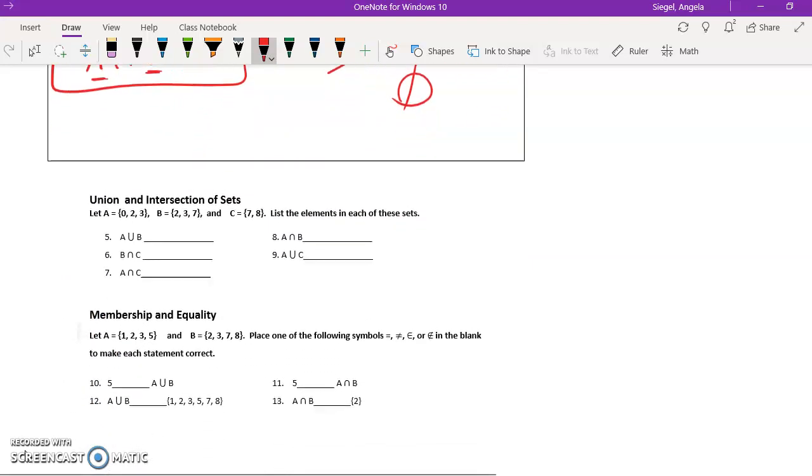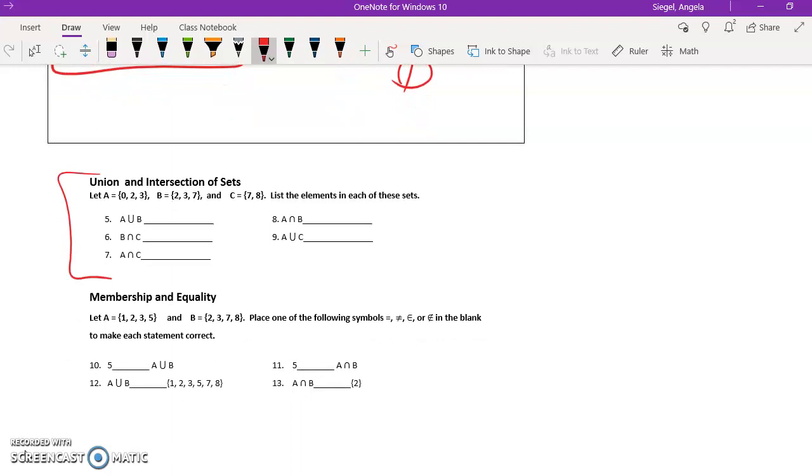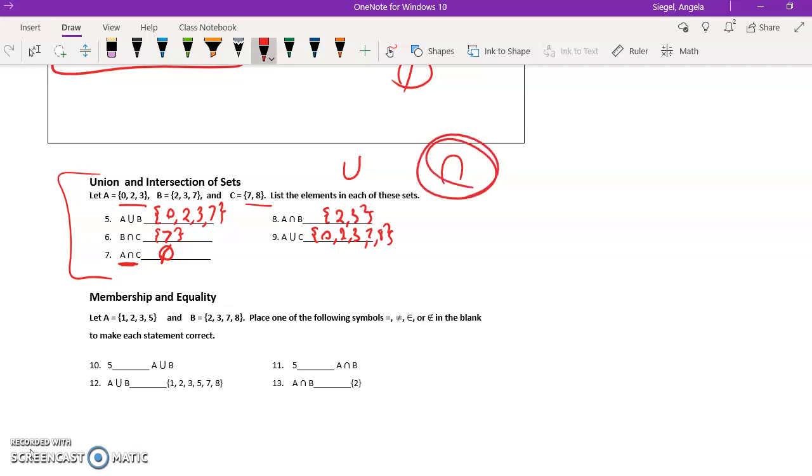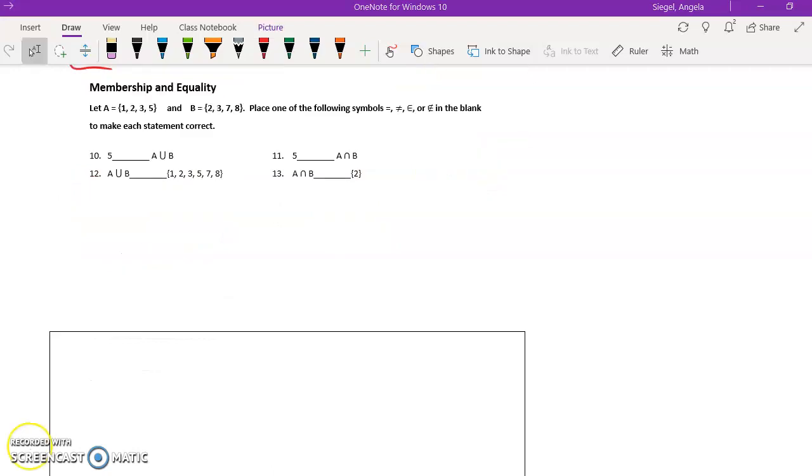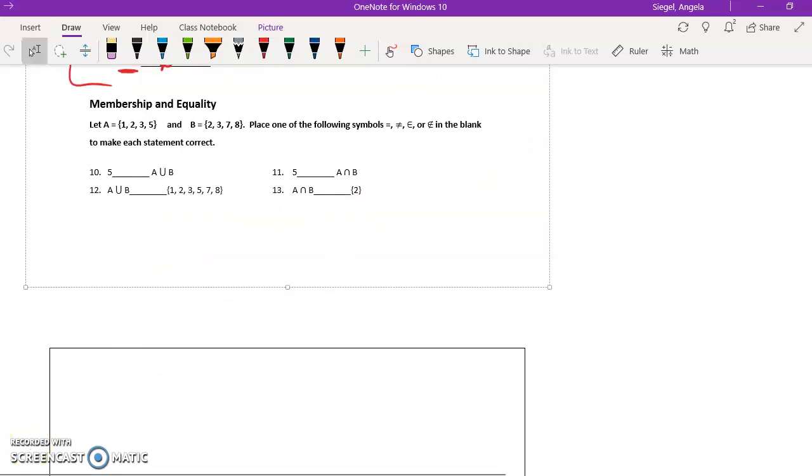Okay, now let's practice union and intersection of sets. So go ahead and see what you remember from that. Remember, union, that's everybody coming together. Intersection is very small, what they have in common. Okay, so I won't go through each of these. Just know, this one's kind of a weird one. So A had 0, 2, 3. C had 7 and 8. So when they don't have anything in common, that's what this symbol means, then we're going to put the empty set there.